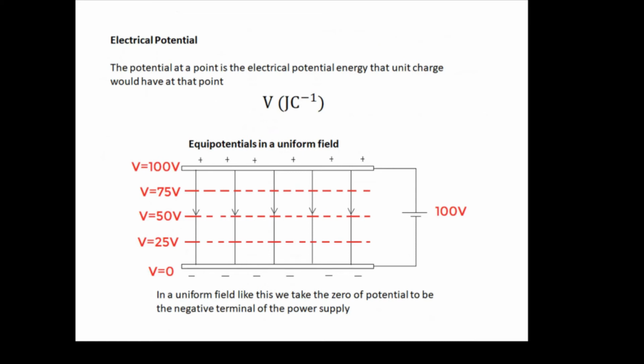Electrical potential. Now, the potential at a point is the electrical potential energy that unit charge would have at that point. With my students, I introduce them to my little friend Colin the Coulomb, and I say the potential at a point is how much energy Colin the Coulomb would have at that point. Now, looking in this diagram of a uniform field, we can see how the potential varies in between. In a uniform field like this, we take the zero of potential to be the negative terminal of the power supply. We assume that that is earthed.